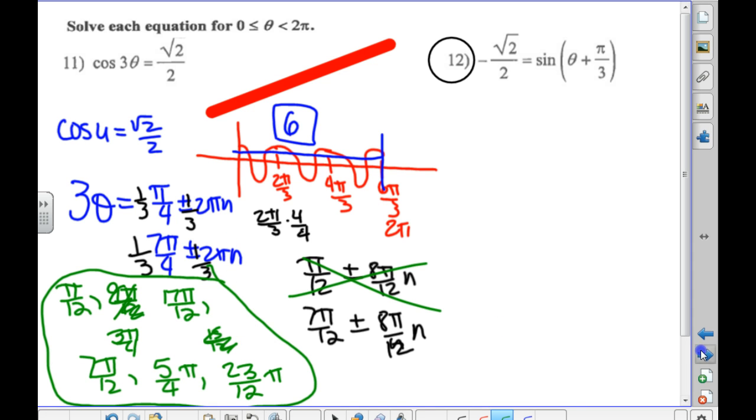All right, can we do one more together though, real fast? Can we do a shift one? Let's do number 12 right here.